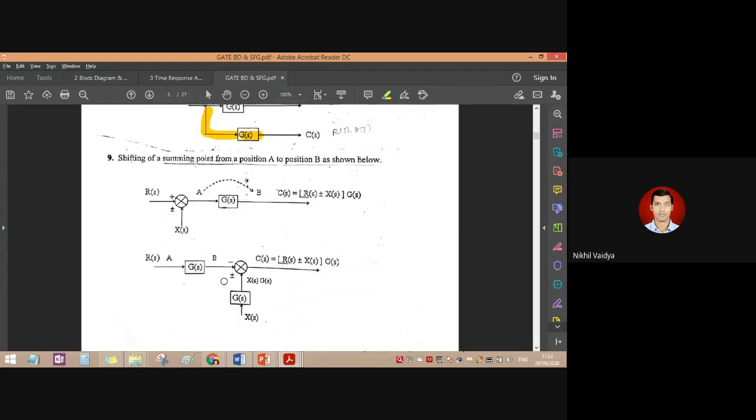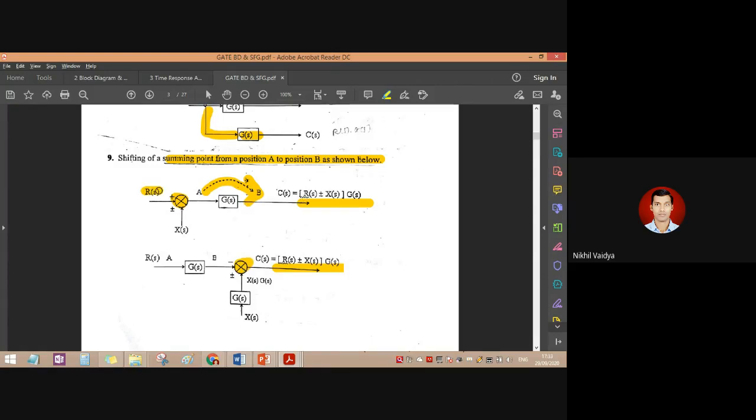Next, 9th rule is what? Shifting of summing point from position A to position B. Just like we have shifted the takeoff point, now we will try to shift this summing point from position A to position B. Before that, we will check what is the output we are getting here. The same output should come even after shifting the block on this side. So what is the output here?